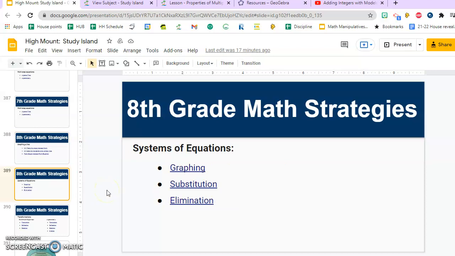In 8th grade, a huge one with different strategies is systems of equations, and that's using graphing, substitution, and elimination.